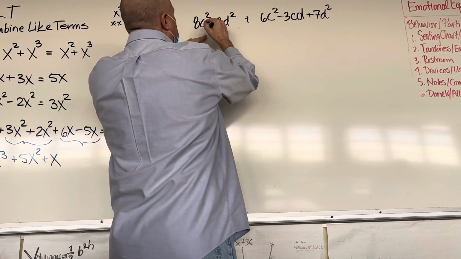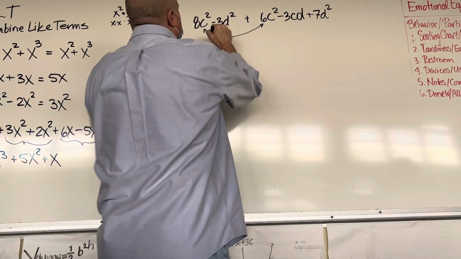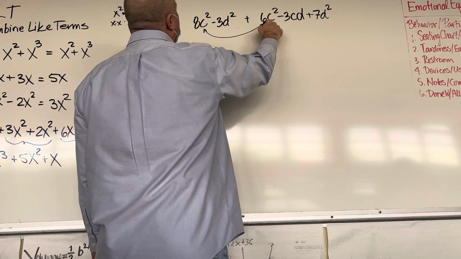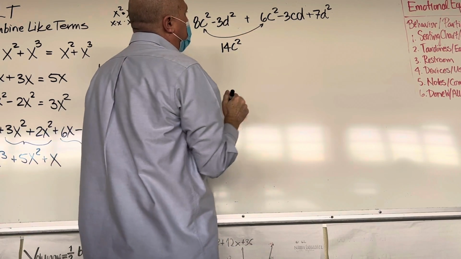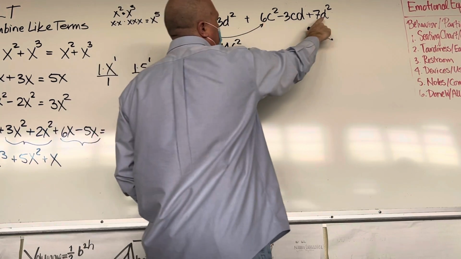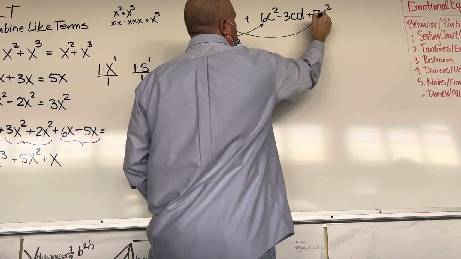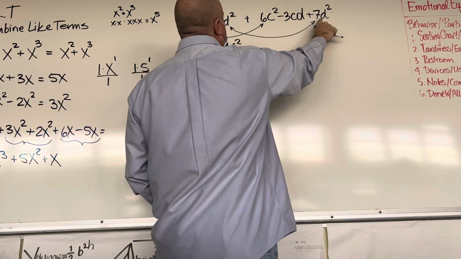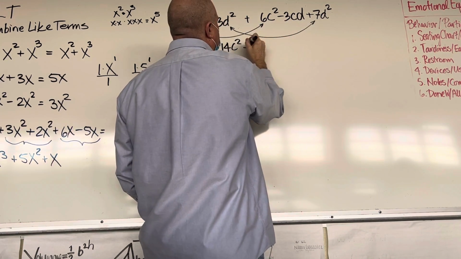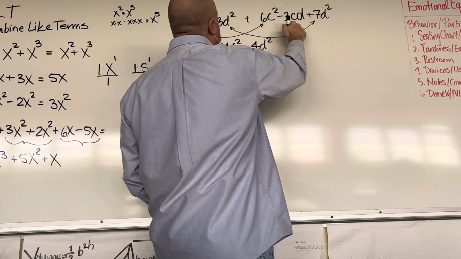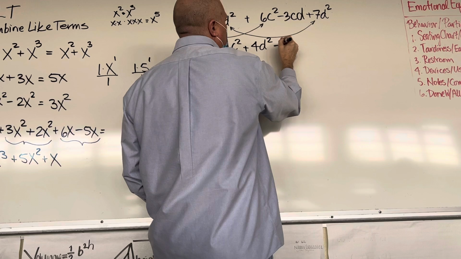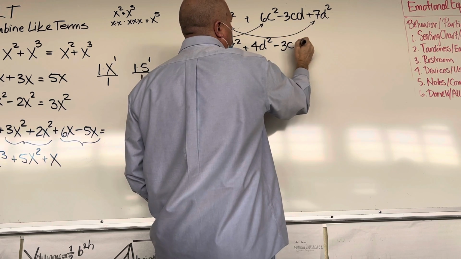Here and here, right? These two. What's 8c squared plus 6c squared? 14c squared. Are there any other d squareds? Yes, right here. So these have to be combined. 7d squared minus 3 leaves us with plus 4d squared. And the CD, there's nothing else with both CD in it, so it's here on the tail.